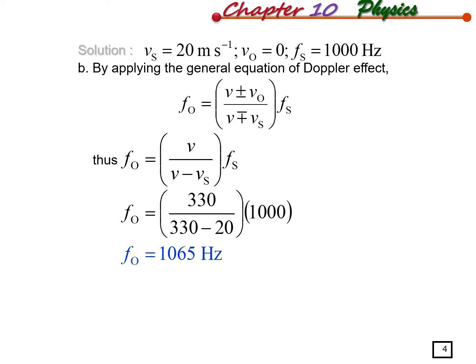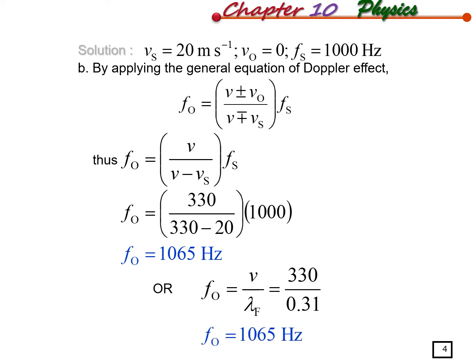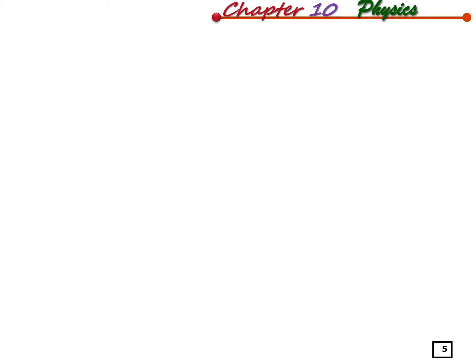If the source is moving toward the observer, you will end up with a higher frequency. If the source is moving away from the observer, you will end up with a lower frequency. So you can use this to check your final answer. Over here the source is moving toward, so minus, and the final answer you will end up with a higher frequency. Or you can use the previous value from the calculation, velocity over wavelength in front, which will also end up with the same answer, 1065.